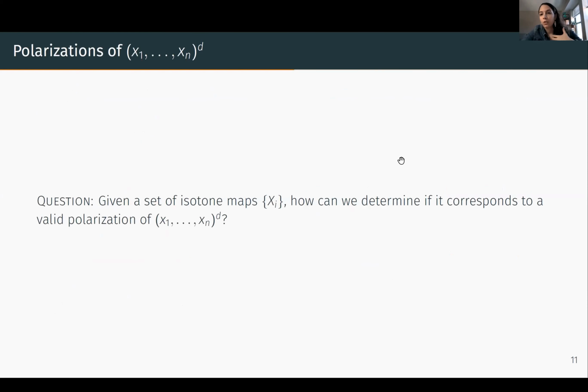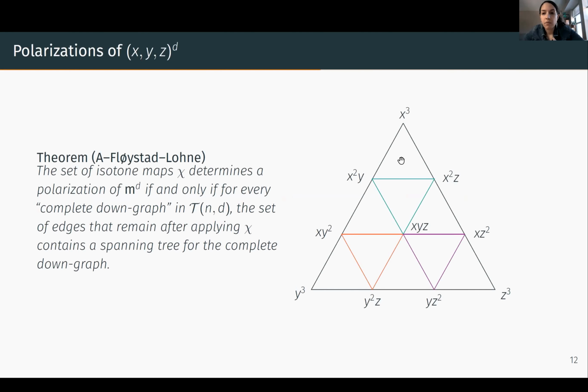And so the question is, given this set of isotone maps that map each of the monomials to a product of these square free monomials in each of these x check sets, how can you tell if it is a polarization? The theorem by myself, Gunnar Floystad, and Henning Lona is that the way you can tell is you look at each of these complete down graphs, we call them. So here it's just down triangles, but this generalizes, you get down simplices in higher dimensions. You look at the one skeleton, and you want the linear syzygy edges that are left after you apply the isotone maps to form a spanning tree for each of these.